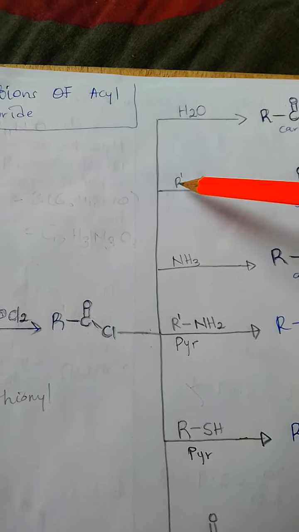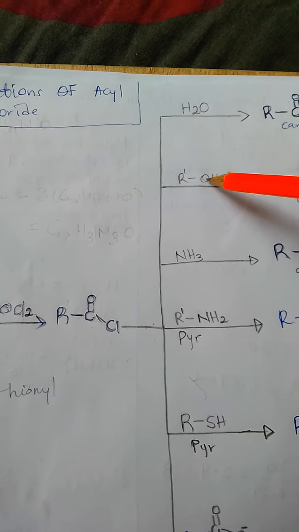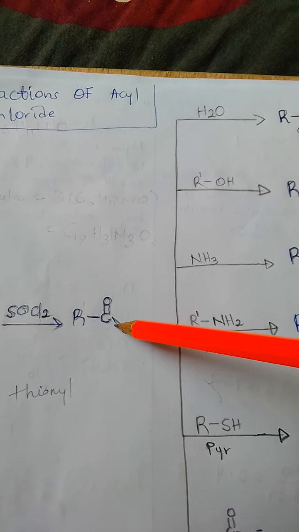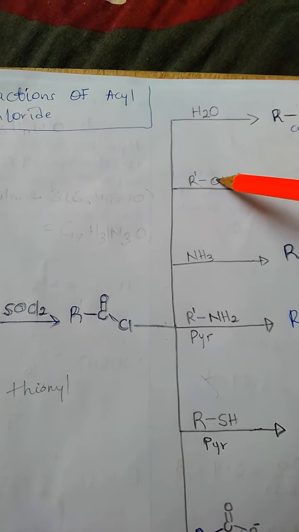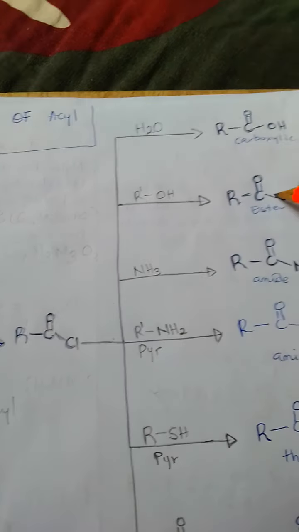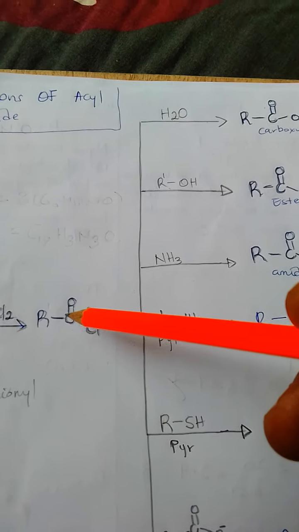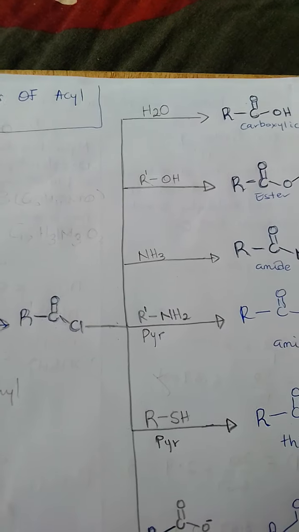The next reaction is esterification reaction. When you add an alcohol to an acyl chloride, it also undergoes a nucleophilic addition elimination reaction to produce an ester. So acyl chloride basically also undergoes an esterification reaction with an alcohol to produce an ester.